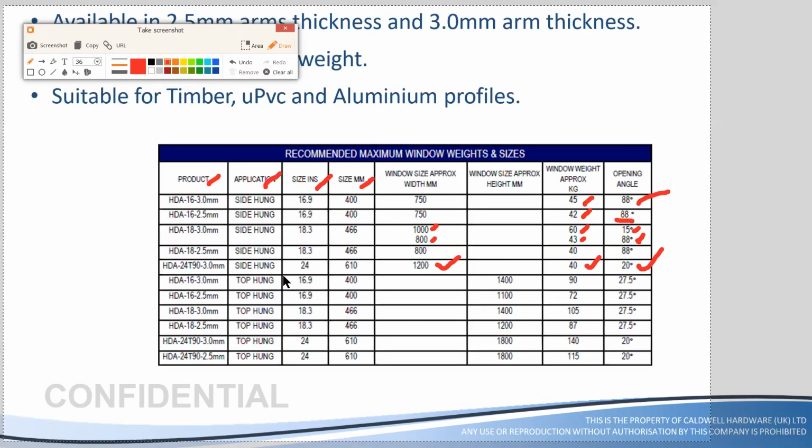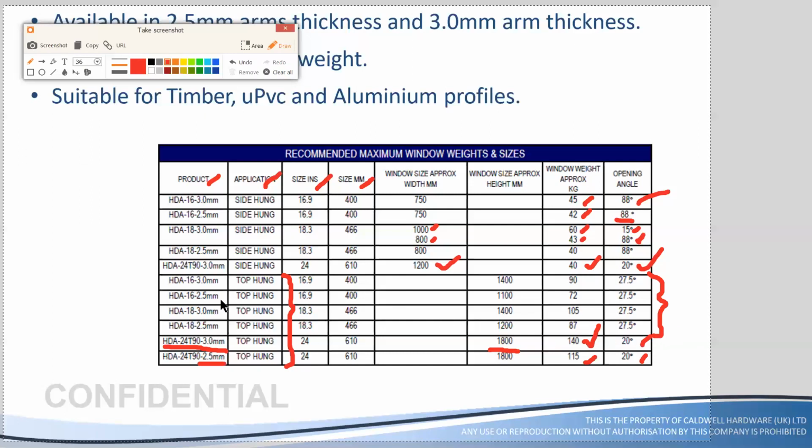In the same way, the top hung arms are there. Among that, the highest is HDA 24 inches 3 where a 1.8 meter high window you can design, and 140 kgs weight is possible. With 2.5 thickness, 115 kgs is possible, and 20 degrees in both cases will limit the opening, and in other cases 27.5 degrees is possible to open.